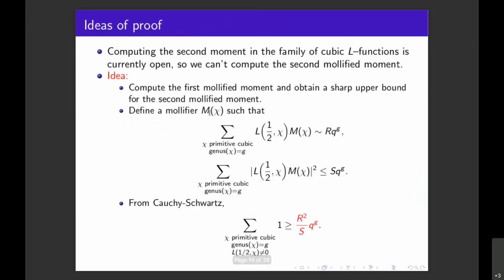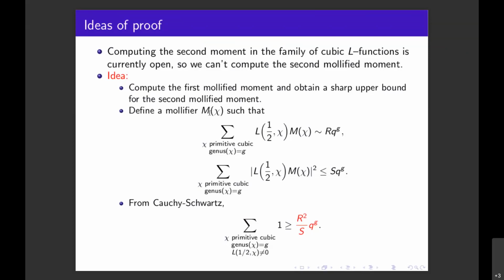So let me talk a little bit about the ideas in the proof of this result. As I mentioned before, we don't know how to compute the second moment in the family of cubic L functions. So if we want to use Soundararajan's approach of computing the first two mollified moments, we can't do that, because computing the second mollified moment is more difficult than computing the second moment, and we can't even compute the second moment. However, one observation is that if we want to get a positive proportion of non-vanishing, we don't really need an exact formula for the second mollified moment. We don't need an asymptotic formula for the second mollified moment. It's enough to get a sharp upper bound.